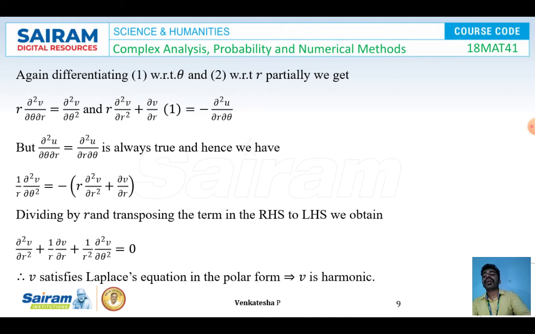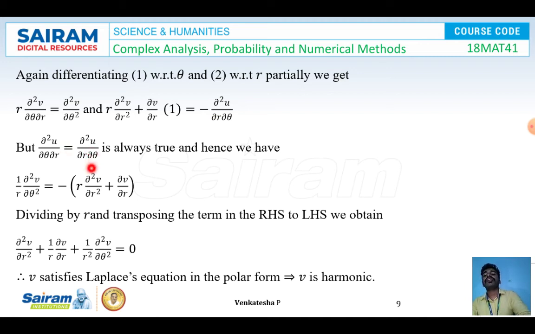So I am keeping r as it is, ∂²v/∂θ∂r is equal to ∂²v/∂θ², we got it. And now differentiating 2 with respect to r, treating theta constant. First I'm keeping r as it is, I got ∂²v/∂r² plus ∂v/∂r, I'm keeping as it is, differentiating r, I got 1, is equal to minus ∂²u/∂r∂θ. Again ∂²u/∂θ∂r is equal to ∂²u/∂r∂θ.